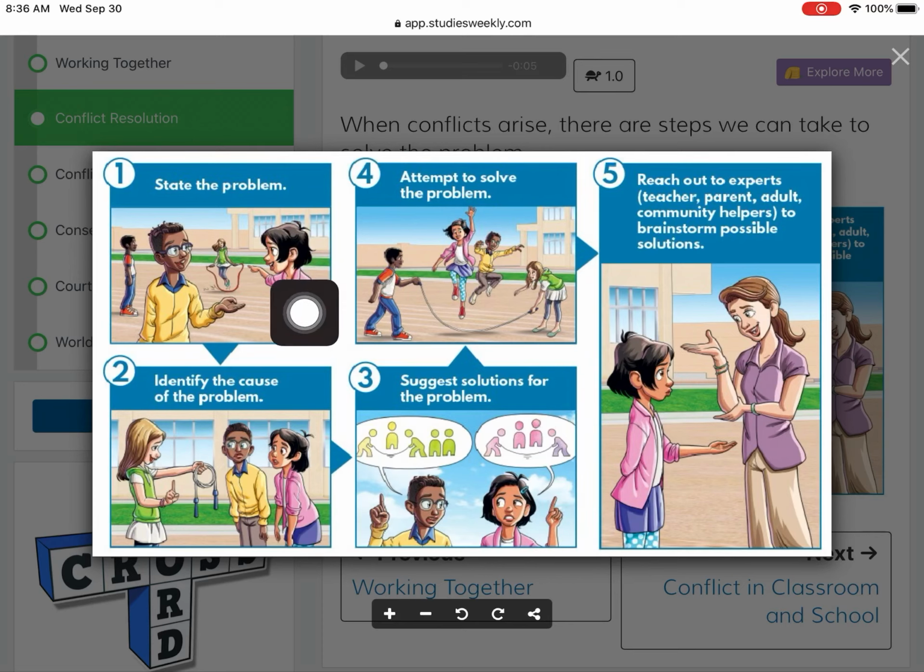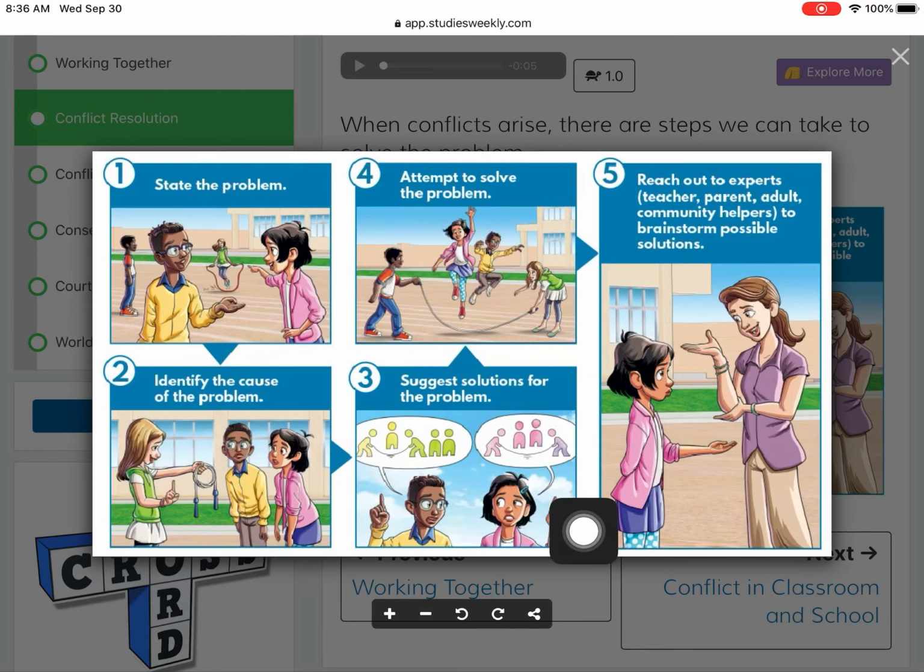So, for example, in this one here, we see one girl jump roping, and it looks like the other kids aren't happy because she's the only one that's jump roping right now, where the other kids think that it would be fun if they could jump rope too. So they are seeing their problem, they are identifying the problem, which looks like the jump rope right there might be a little too small.